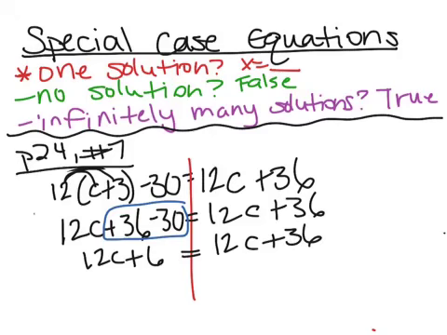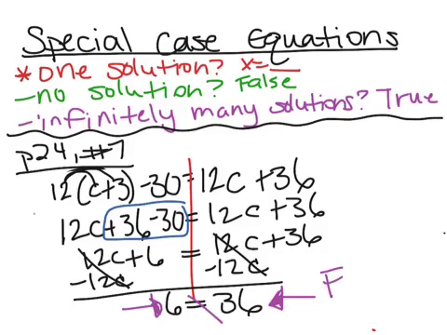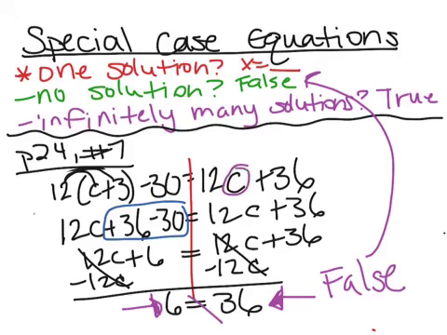Now I want to get all my variables to one side, so I'm going to get rid of this 12c on the right side by subtracting it on both sides of my equation. On both sides, 12c minus 12c cancels, so I end up getting 6 equals 36. Now I want to take a look at this statement since all of my variables are gone. Obviously, 6 does not equal 36. That is a false statement. Since it's false, that means there is absolutely no solution. What that means is there is no real number that I could plug in for c and have the left side of my equation equal the right side of my equation.